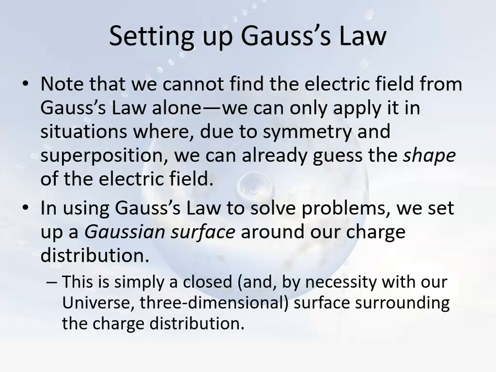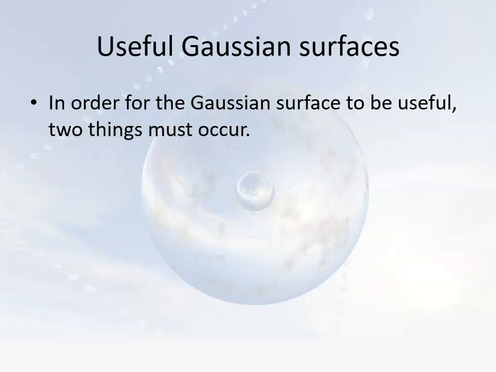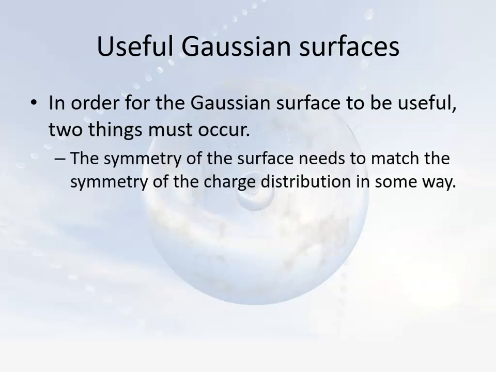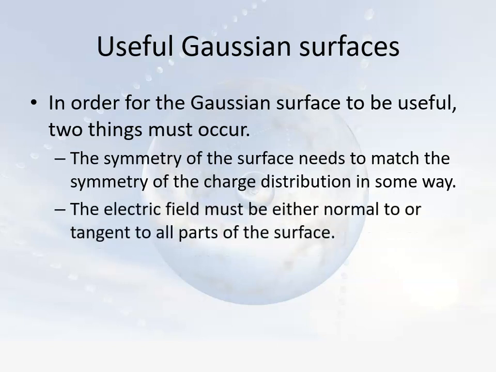So, in any case, our Gaussian surface will be a closed surface that surrounds the charge distribution. And in order for the Gaussian surface to be useful, two things must be true. The symmetry needs to match the symmetry of the charge distribution in some way, which we've already described how that's going to work. And the electric field must be either normal to or tangent to all parts of the surface.